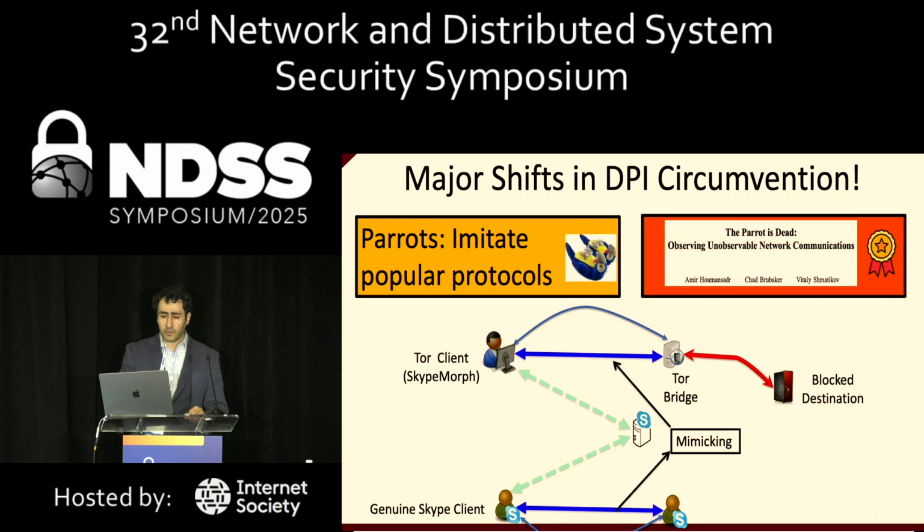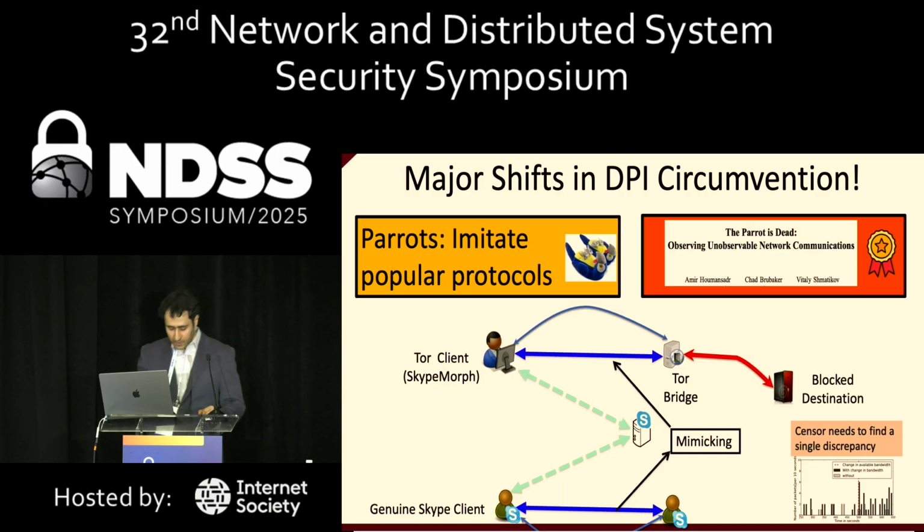So this line of work was then debunked by a paper that we had almost a decade ago, which says the parrot is dead. The key idea this paper demonstrated was that being a parrot is a pretty difficult thing to do, because the sensors only need to find one single discrepancy to distinguish your traffic from the one that you're trying to imitate. But if you want to imitate as a circumvention system, that's a lot of complexities that you need to handle.